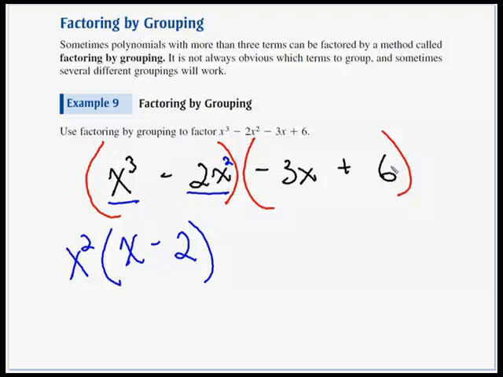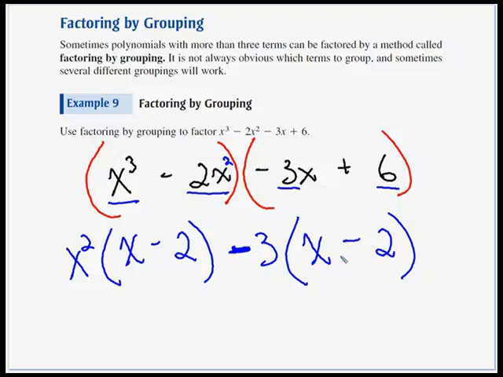What can I factor out of this? Well, 3 and 6 are both divisible by 3, and I'm going to pull the negative out with it. I want my leading term in here to be positive. So I'm going to factor out a -3, and what's left inside? x minus 2. I factored out that negative, so negative times negative is positive.